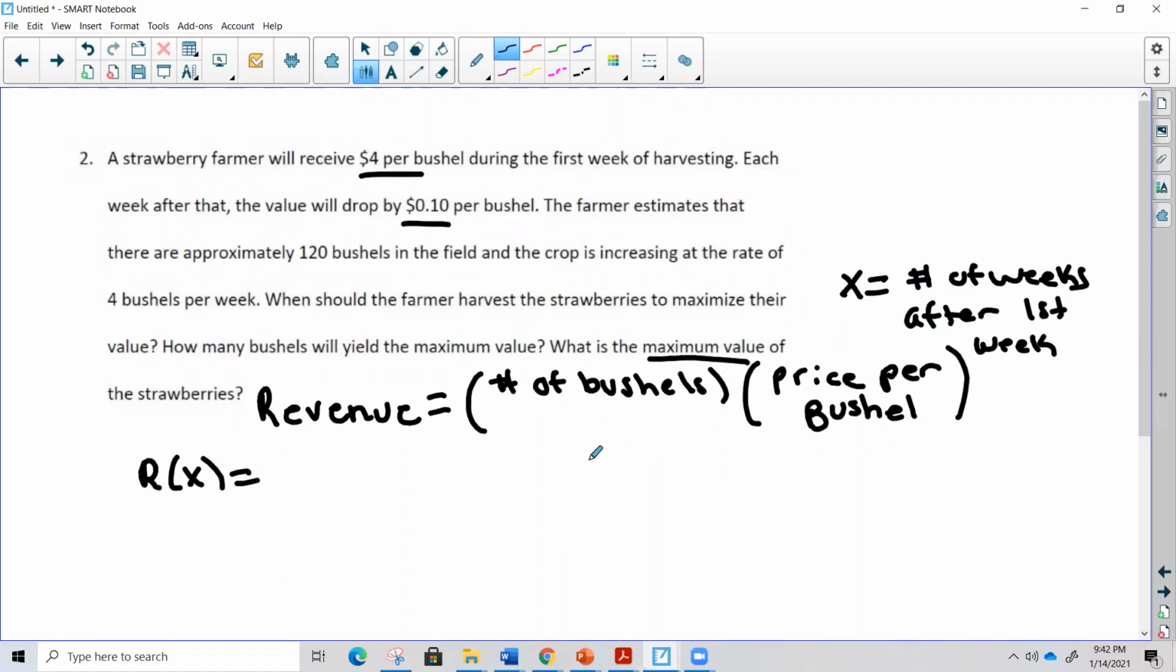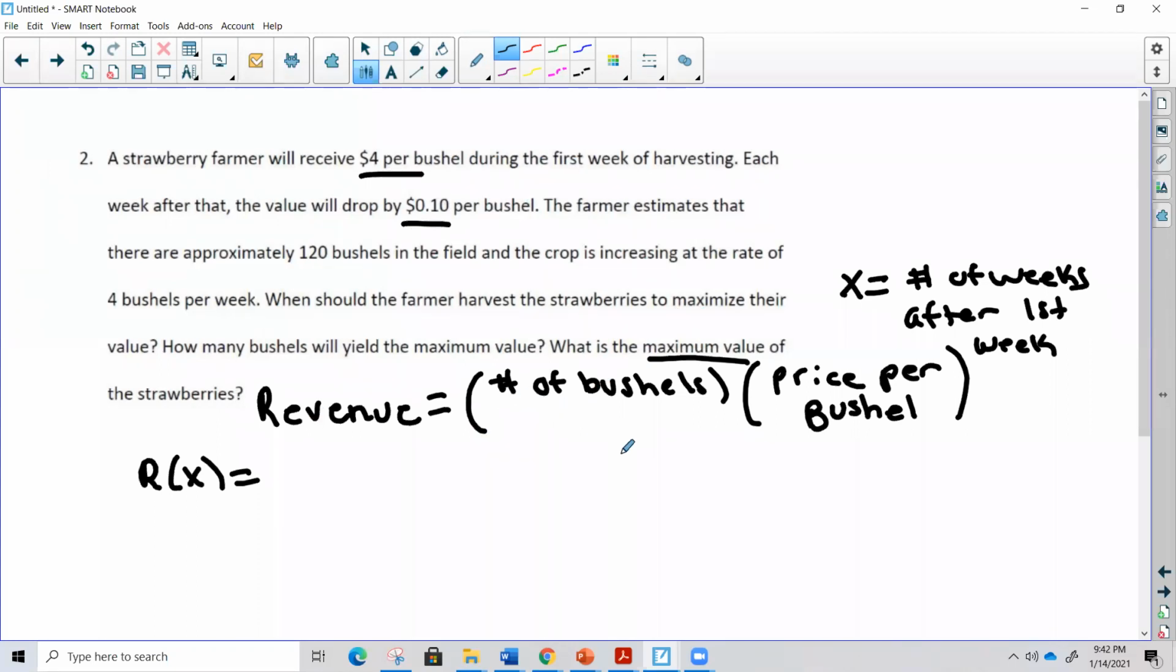So they told me that we'll receive $4 per bushel during the first week of harvesting. Each week after that, the value will drop 10 cents per bushel. And then it says the farmer estimates that there are approximately 120 bushels in the field, and the crop is increasing at a rate of 4 bushels per week.